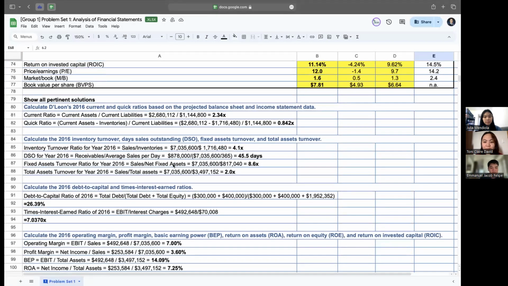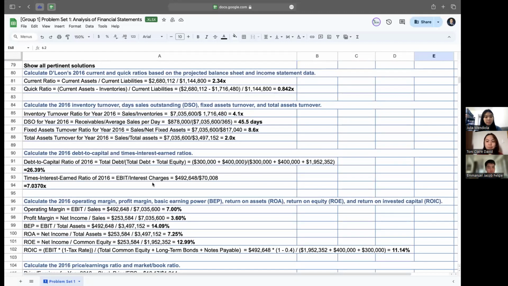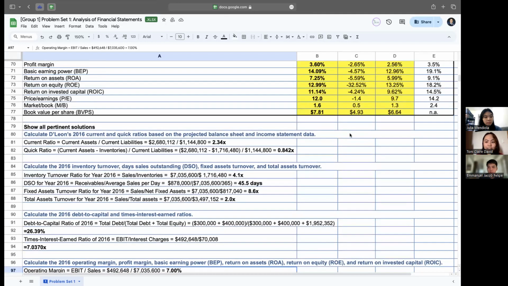Okay, so let's move on to number 4, the profitability ratios, which show the effects of liquidity, asset management, and debt on operating results, as discussed by Sir. So first, the operating margin is basically the ratio of the operating income, or EBIT, over sales. As discussed earlier, EBIT is calculated as sales minus the total operating expenses and the depreciation. So inputting that in Excel gives us 492,648 over 7,035,600, or around 7%. This is a bit lower than the industry average, indicating that operating costs may be high.